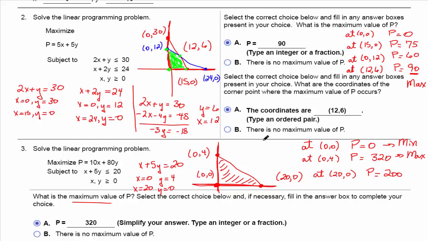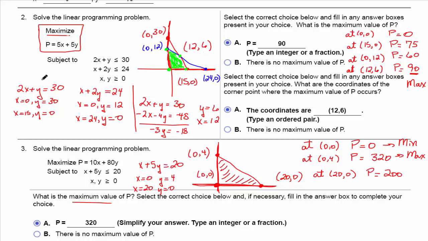In question 2, we would like to maximize this particular condition, 5x plus 5y, subject to these conditions. So what we have to do to solve this problem is first figure out what all the lines look like. We know the last two means it's in quadrant 1. And we need to figure out which region works out of all that.